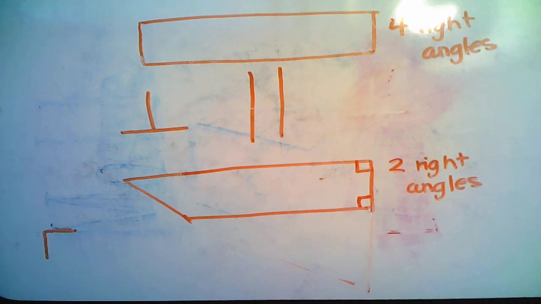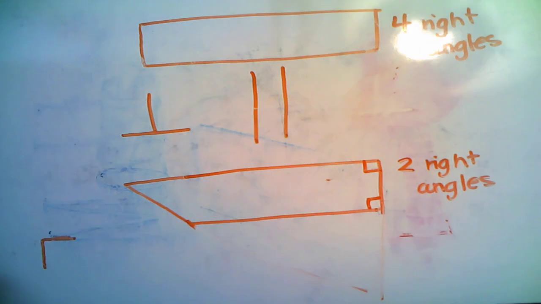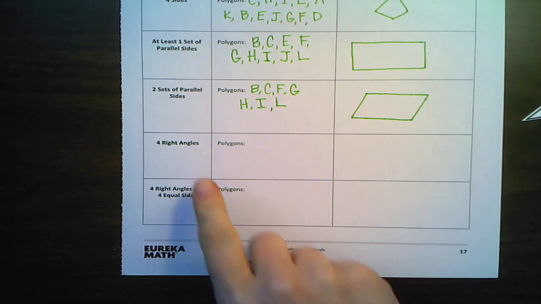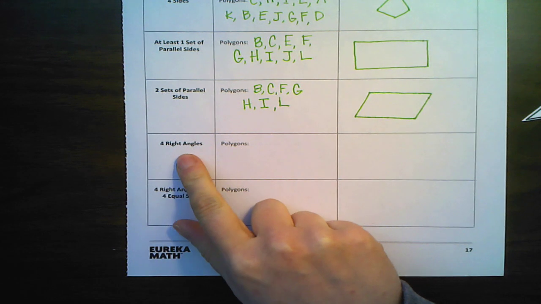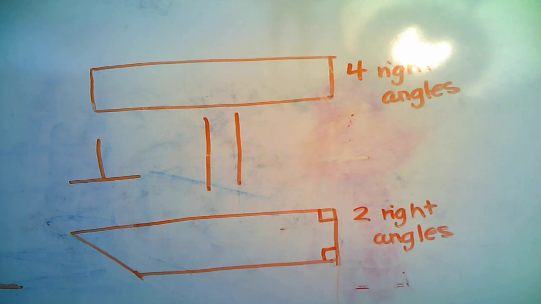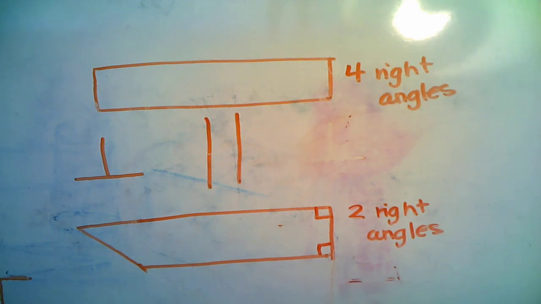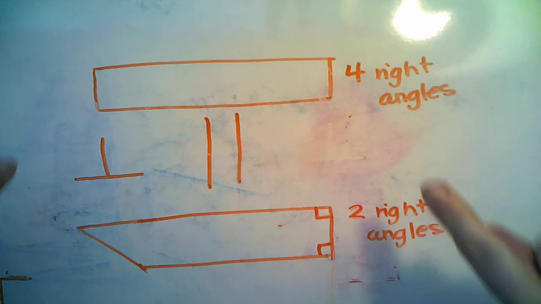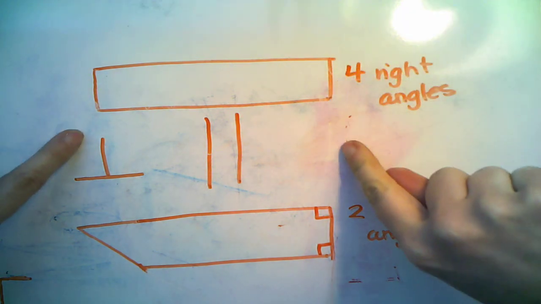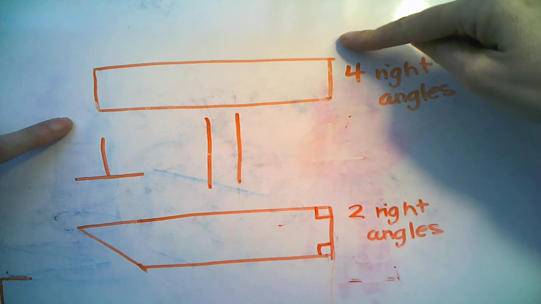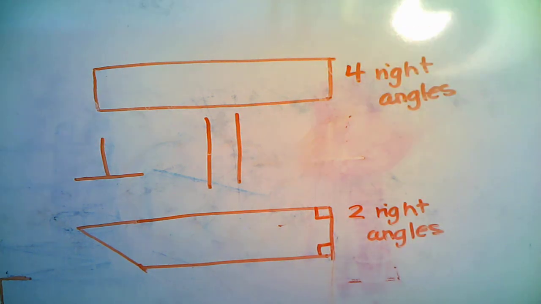So what we're classifying next is a polygon with 4 right angles. And what I want you to notice is the relationship between parallel lines and right angles. If I have parallel lines here and parallel lines here, do I have right angles? I do. I mean 4 right angles, excuse me.